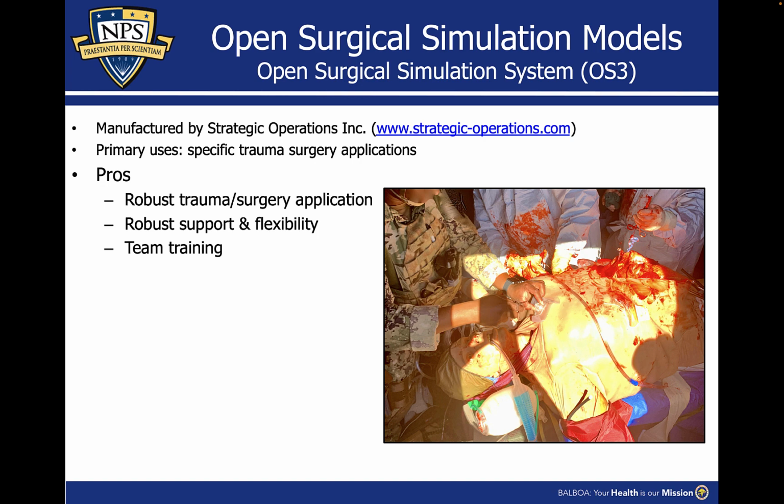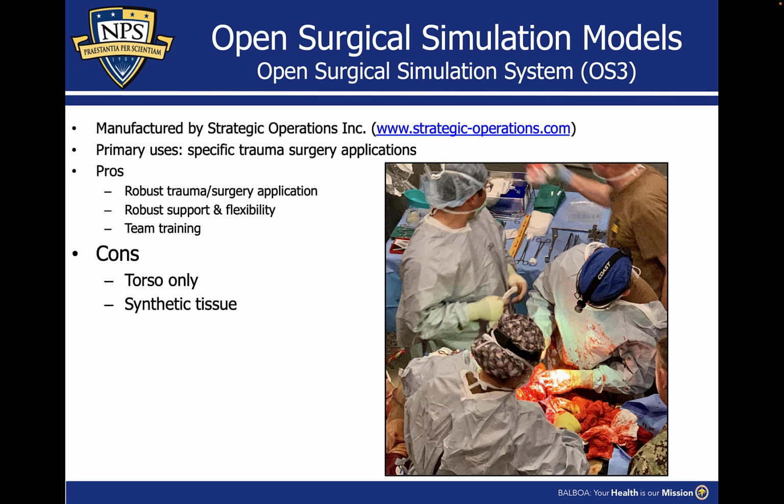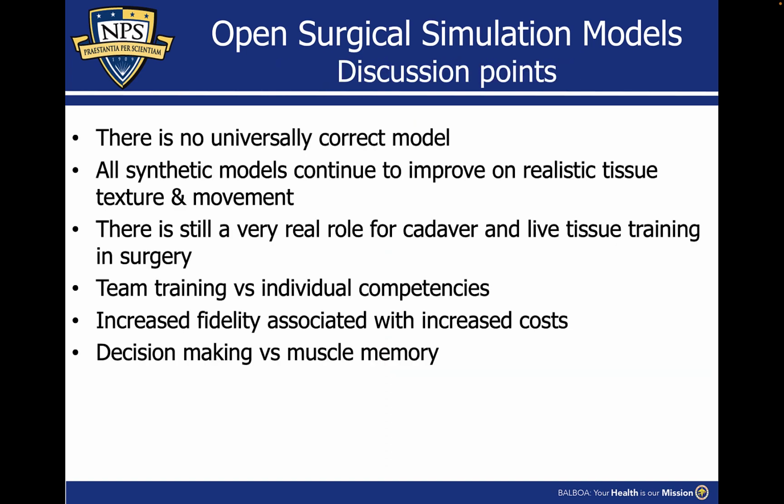Cons to this kind of model are that it can come in torso only, although you can get it with extremities added. It is synthetic tissue, so it doesn't have the same feel as some other human tissue or animal tissue. And as with anything that can be customizable, it's not going to be the least expensive solution to training.